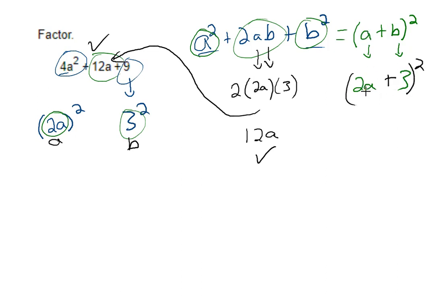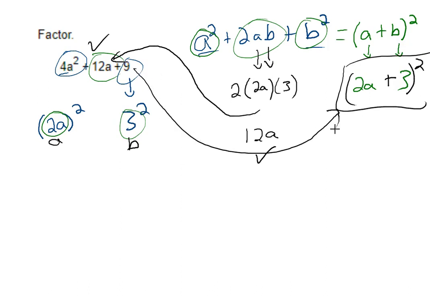So instead of a, we have 2a. Instead of b, we have 3. We're going to add those together, and then the square copies down. So that's how this will factor. Right. So this will factor like this. All right. You could also just do AC method if you found that confusing.